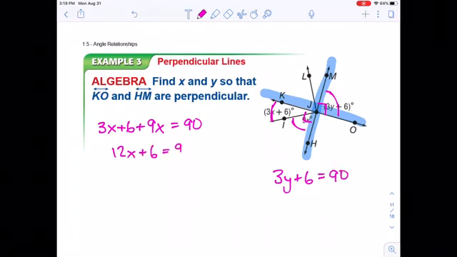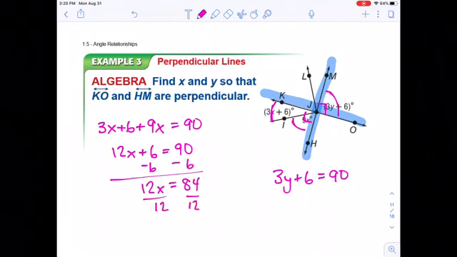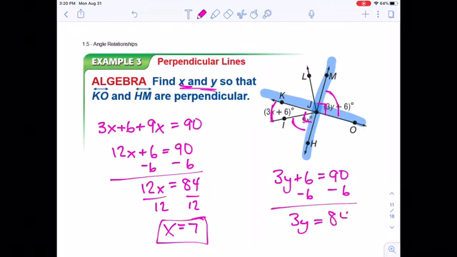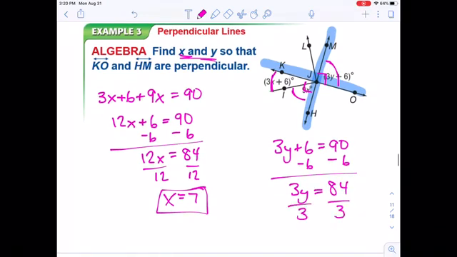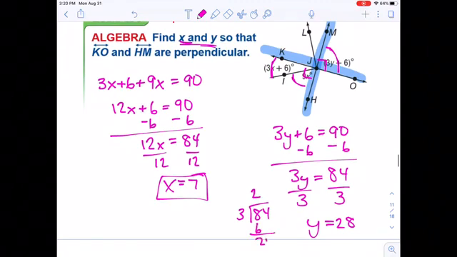So I have 12x plus 6 equals 90, and then go ahead and solve. So x equals 7, and we just have to find x and y, so don't go any further. x equals 7 for that variable. We solve for y. y is going to equal 28, I believe. We'll check it real quick. Yes, 28.